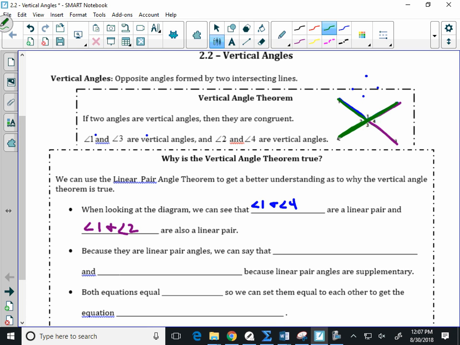Because they're a linear pair, we can say that, what? What do we know about linear pair angles? What do they add to? We can say that blank and blank, because linear pair angles are supplementary. What do we know about supplementary angles? 180. They add to 180. So we can say that the measure of angle 1 plus the measure of angle 4 equals 180 because of that theorem yesterday. We can say the same thing about angle 1 and angle 2. We can say that their measures also add to 180 degrees.